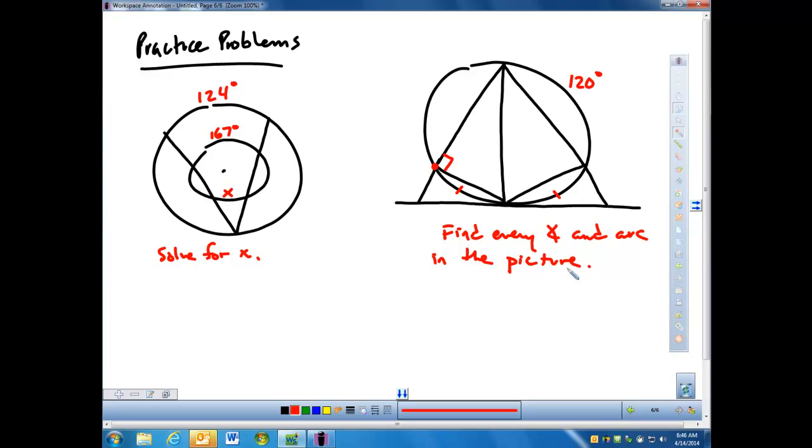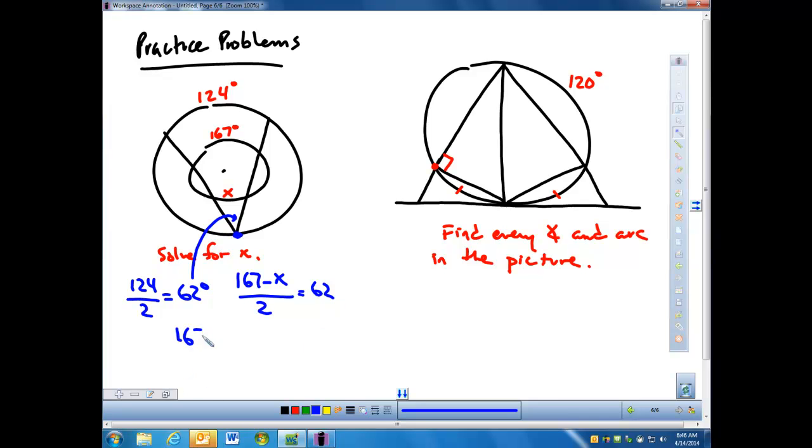Alright, so let's see how you did. So for me, the first thing I see in this problem on the left is I have an angle that is on the outside circle. So I'm going to take the arc that it creates, the 124 degrees, and divide it by 2 to get that 62 degrees for my angle measure. Now that angle is outside of the inside circle, the inner circle. So I'm going to subtract those 2 arcs and divide by 2, and that gives me my angle.